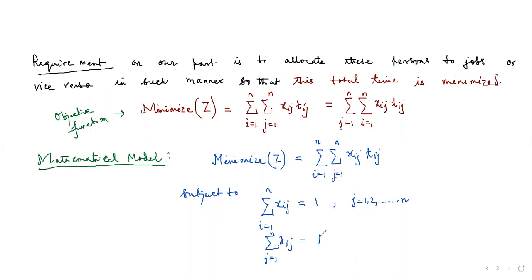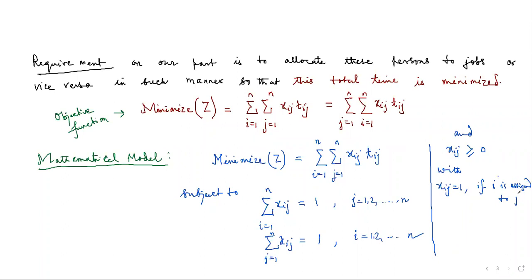x_ij is equal to 1, i goes from 1 up to n. That is another restriction. And x_ij is definitely non-negative, with the condition that x_ij is equal to 1 if i is assigned to j, I'm writing in short, and 0 if i is not assigned to j.